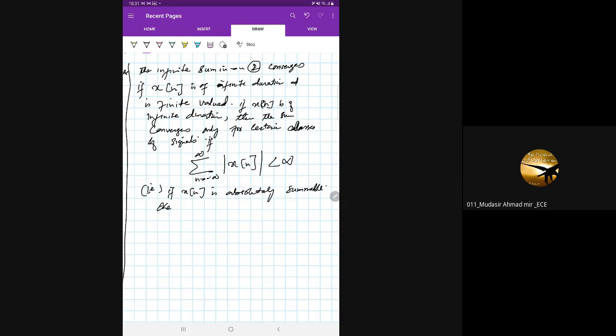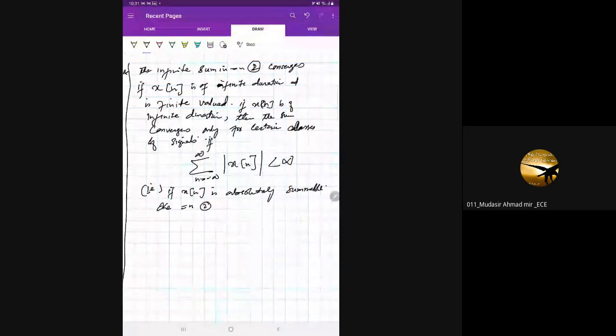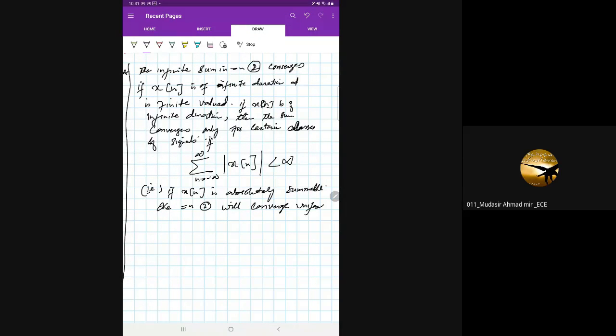I can write it down here. Then equation 2 will converge uniformly to a continuous function of omega. Now see, the other case would be if x of n is not absolutely summable. ये condition तो ऊपर है तब that it will converge if the x of n is absolutely summable.